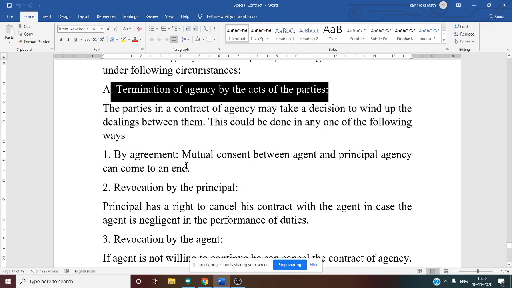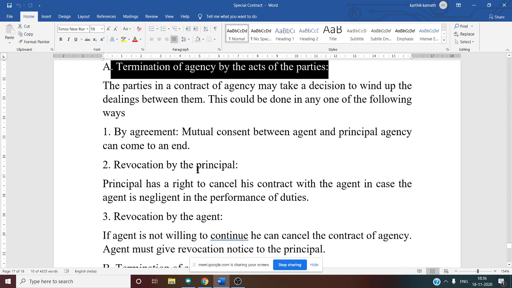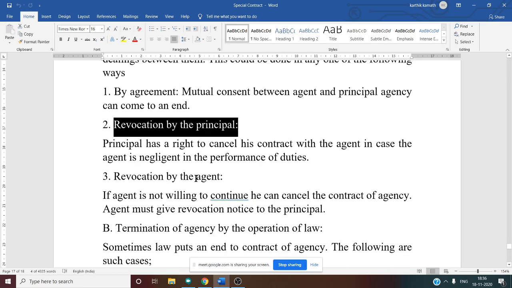First one, by mutual consent, that is by agreement. You decide in advance that after this fixed duration you will cancel the contract. Second one is revocation, that is the principal cancelling the contract.